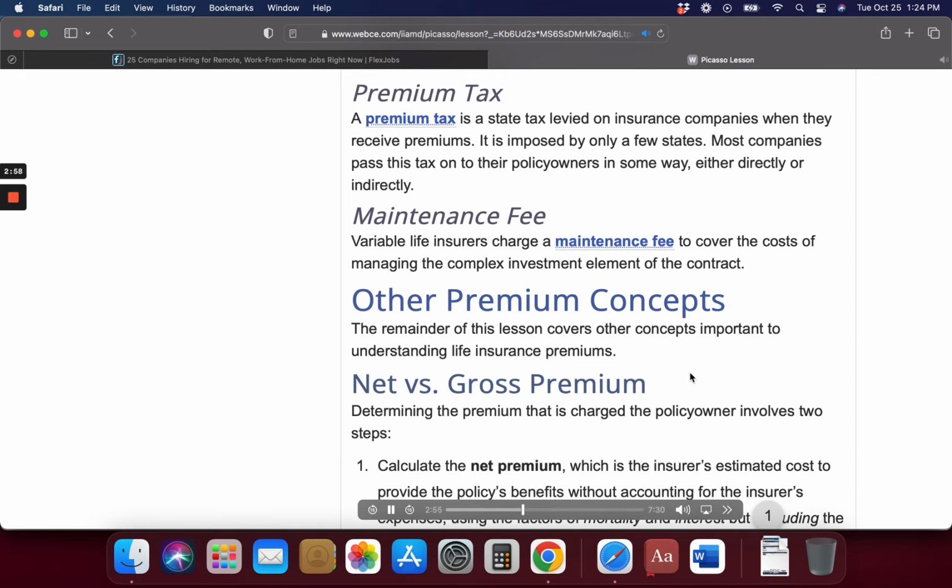Maintenance fee. Variable life insurers charge a maintenance fee to cover the costs of managing the complex investment element of the contract. Other premium concepts. The remainder of this lesson covers other concepts important to understanding life insurance premiums.